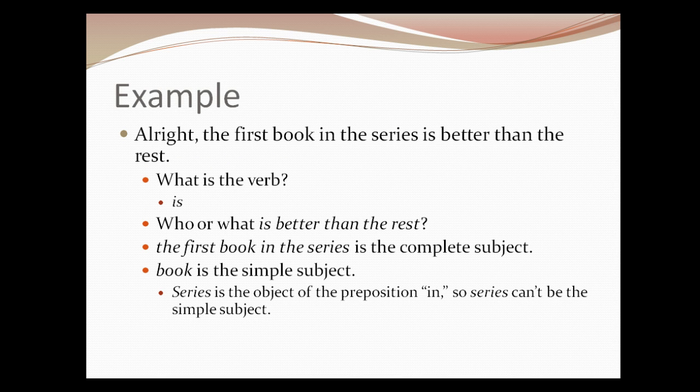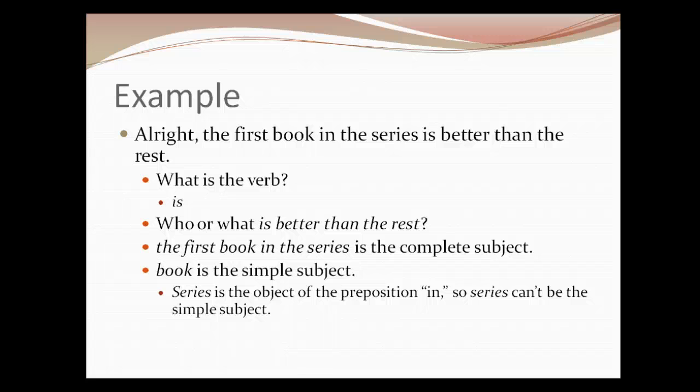Second example. All right, the first book in the series is better than the rest. What's the verb? The verb is is. Is what? Is better than the rest. So our question is who or what is better than the rest? Well, the first book in the series is the complete subject. We need to find one word in that.